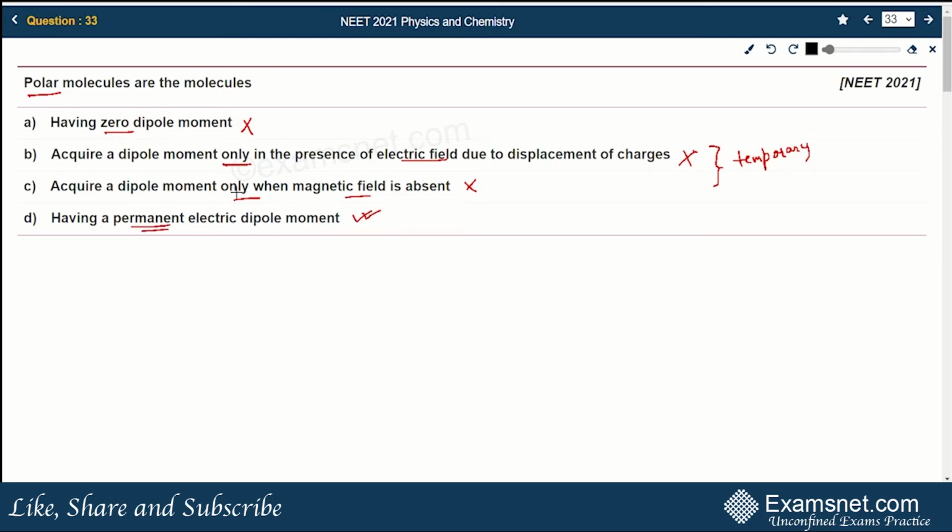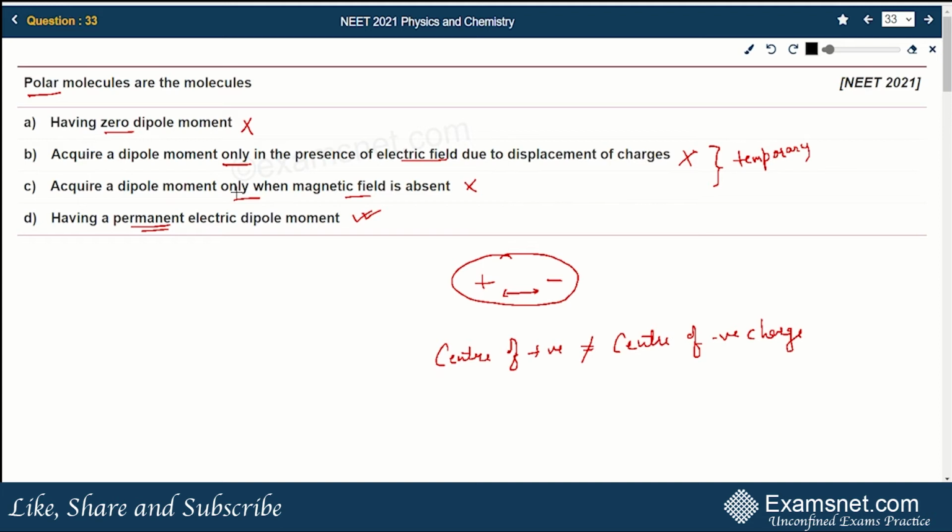So let's see how the charges in a polar molecule are arranged. Here the center of positive charge and center of negative charge are separated by a certain distance. Or we can say that the center of positive charge does not coincide with the center of negative charge. Therefore, they have permanent electric dipole moment. So I hope you understood this.